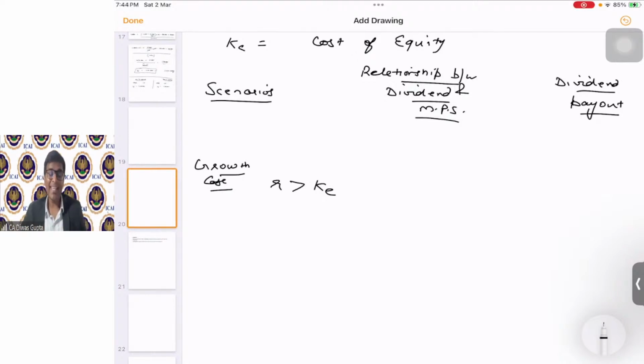So in this case, what will be the dividend policy? Dividend payout will be 0 and the relationship between dividend and MPS will be negative. Higher you pay dividend, lower your MPS will become. Correct? Because R is greater than KE and hence the amount should stay invested within the company. Yes, Manish. Not only Walter, but everyone assumes that the firm has a perpetual life. Then only valuation is possible. Otherwise, valuation is not possible.